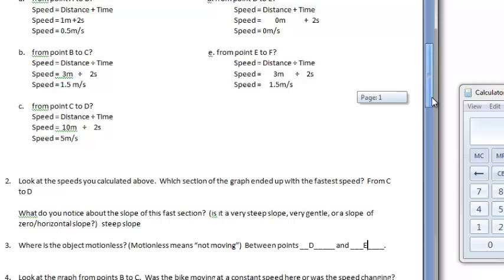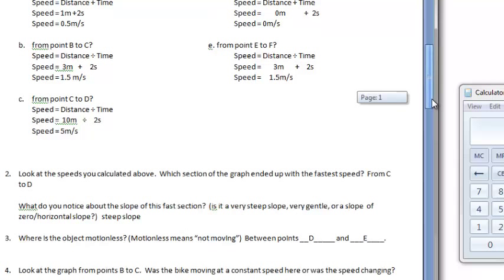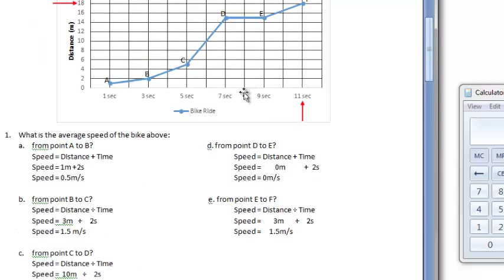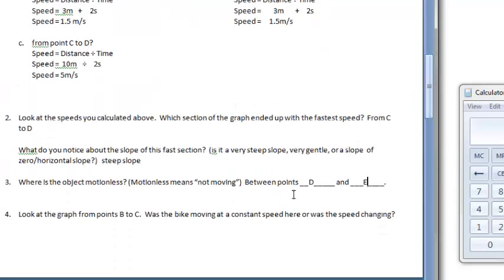The next question says to look at the graph from points B to C. Was the bike moving at a constant speed here, or was the speed changing? When you look at just point B to C, that's a very straight line. That means that as we move, the distance is changing at a steady pace. The bike was moving at a constant speed. Write that down as your answer on your paper.